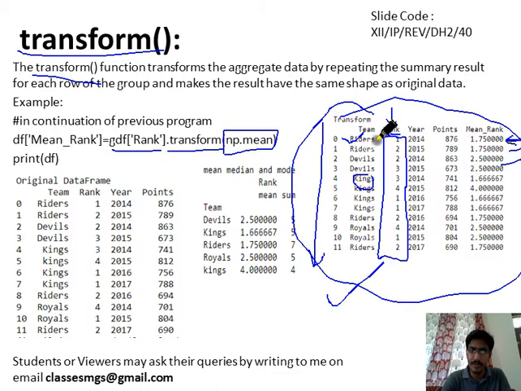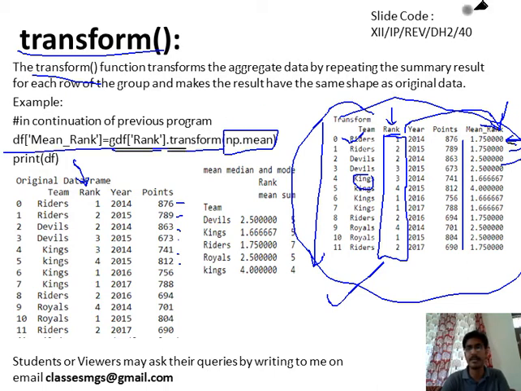It will compute the mean of the rank column, and then it will append this result of the mean function in front of each and every row of the original data frame. The original data frame is this, and we are getting the output of the mean function of each group in front of each row, as we can see here. So for that purpose we use the transform function. Okay, let me move ahead.